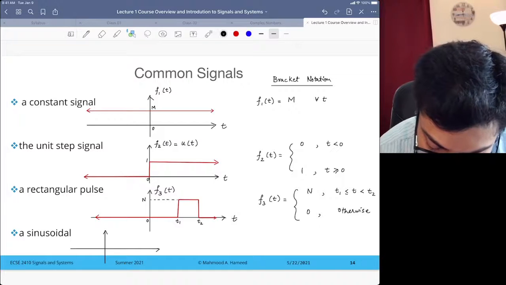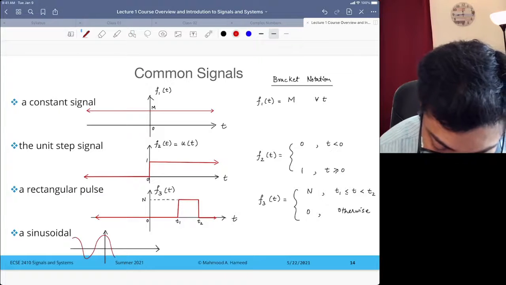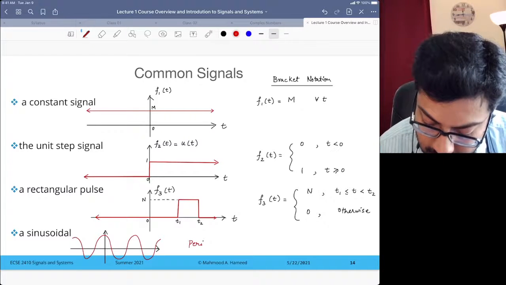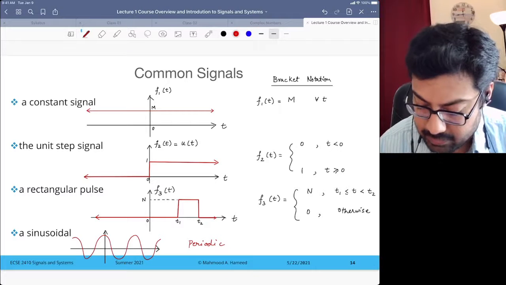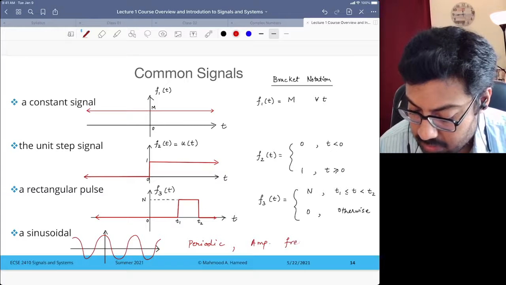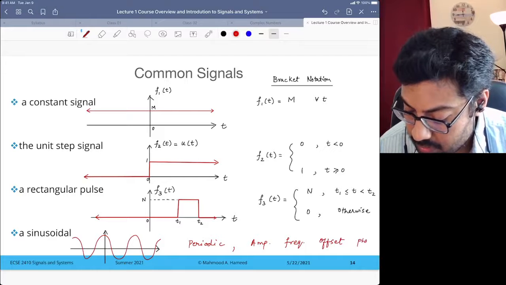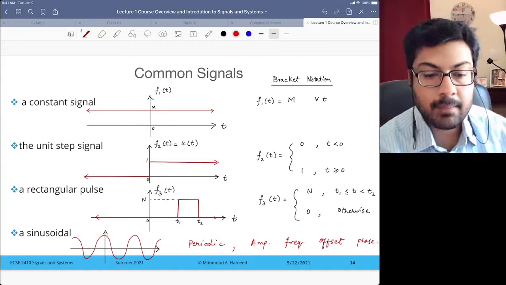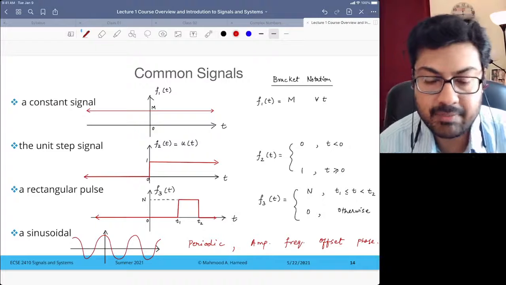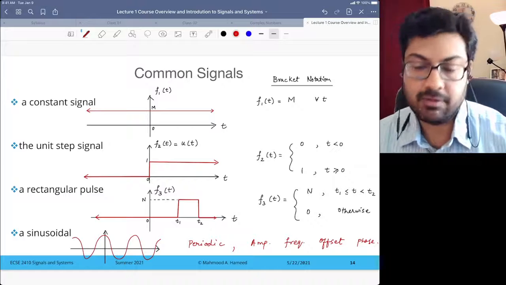Again, some sinusoid, right? It's a periodic signal, and it is going to have 4 parameters: amplitude, what is that, frequency, what is that, offset, and one more, phase. Right. So 4 parameters for that sinusoid. It's a periodic signal. So you can also express that in bracket notation. F4 of t is cosine 200 pi t, for example.